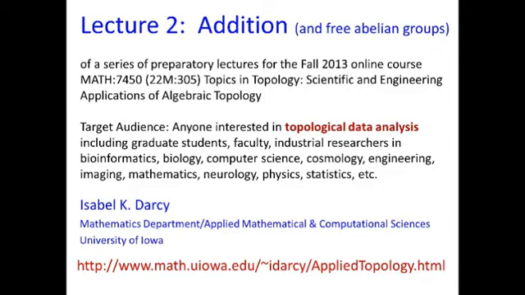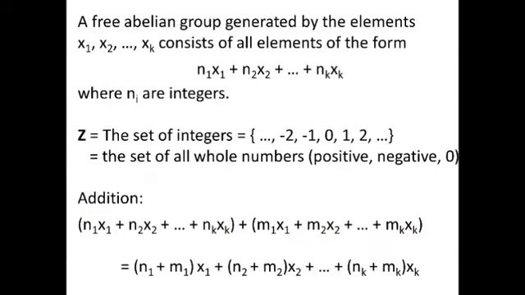Lecture 2, Addition. The following is the definition of free abelian group. While the definition on the preceding page may look complicated, it really isn't. For example, suppose I want to create the finitely generated abelian group generated by a coneflower and a rose. Well, the elements of the group will just be linear combinations of coneflowers and roses.